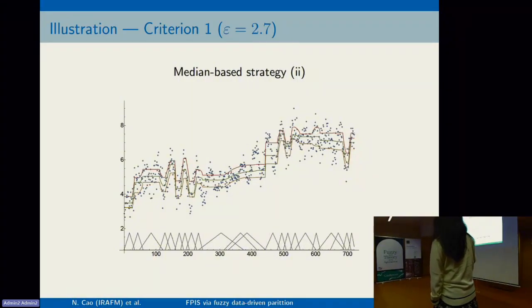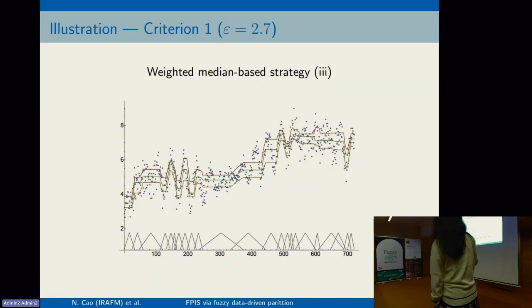We can consider the second strategy with the median, where we start right after the median point. Here in the middle, we have less, just 3, and here we have more or less in the middle, and 2.